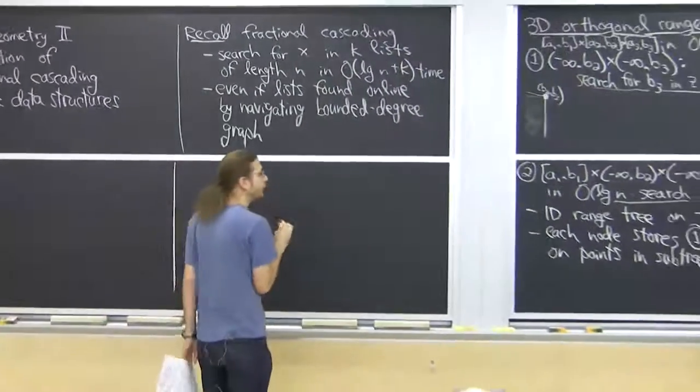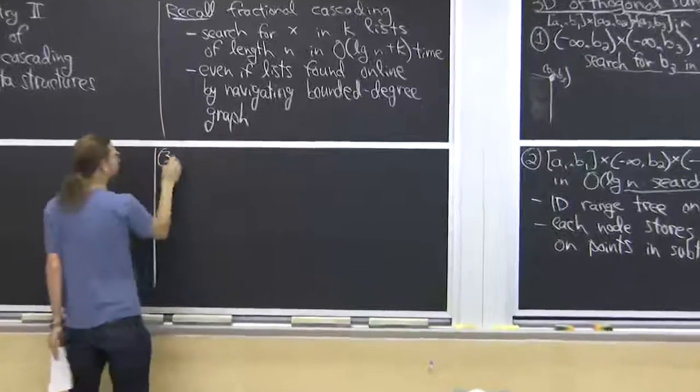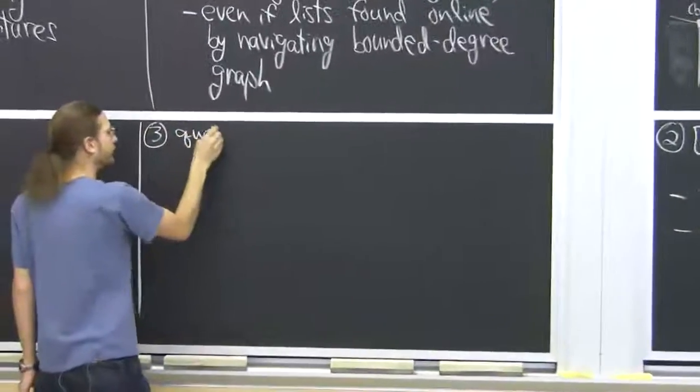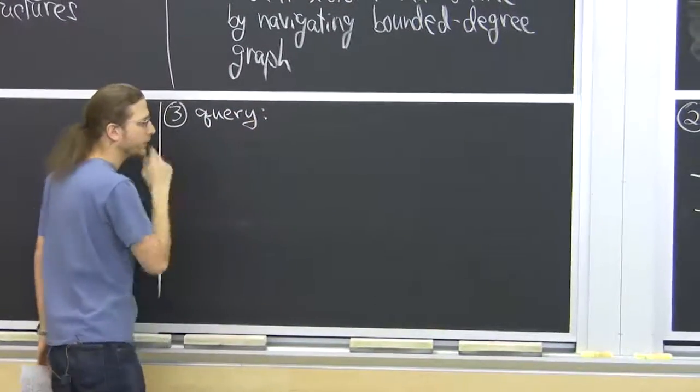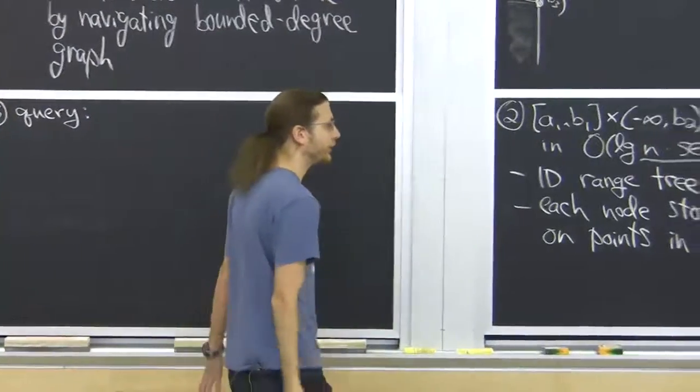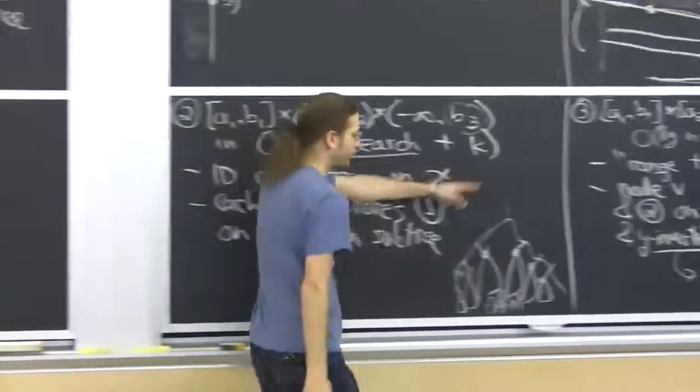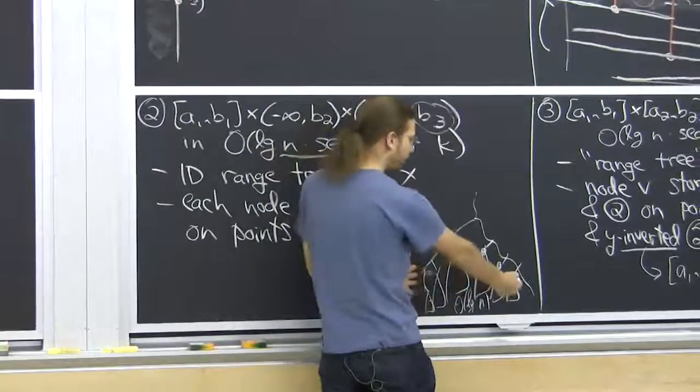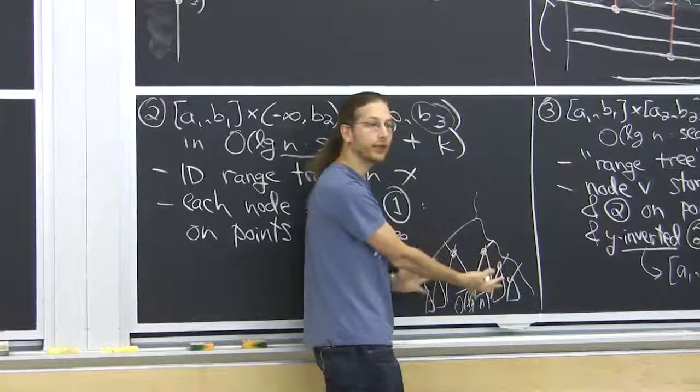How do I do a query in data structure 3? Okay, basic idea is simple. We're going to walk down the tree. Now before, we walked down the tree, and the interval was represented by log n different subtrees. We can't afford that anymore.